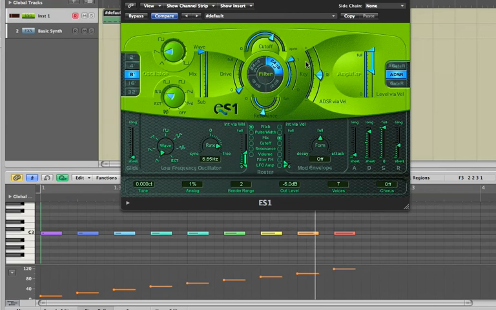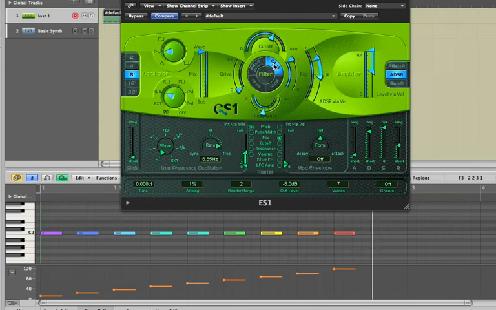And now I'm going to increase ADSR via velocity in a positive way, which means that higher note velocities will increase the filter cutoff, like so. And as the notes got louder, they got brighter.